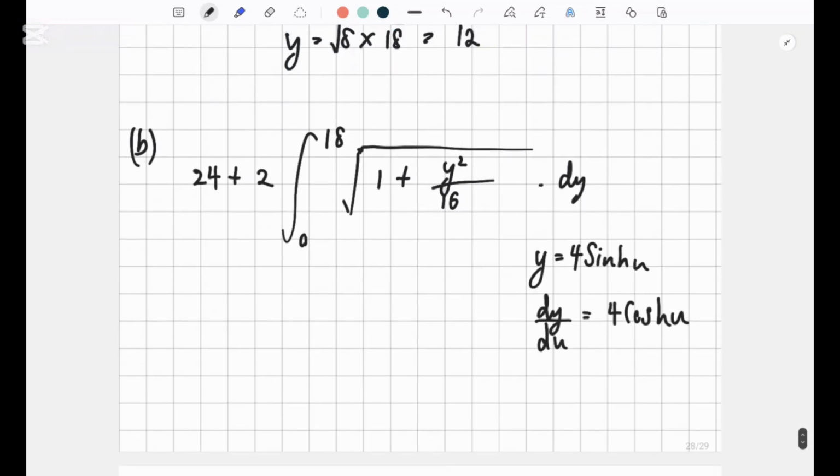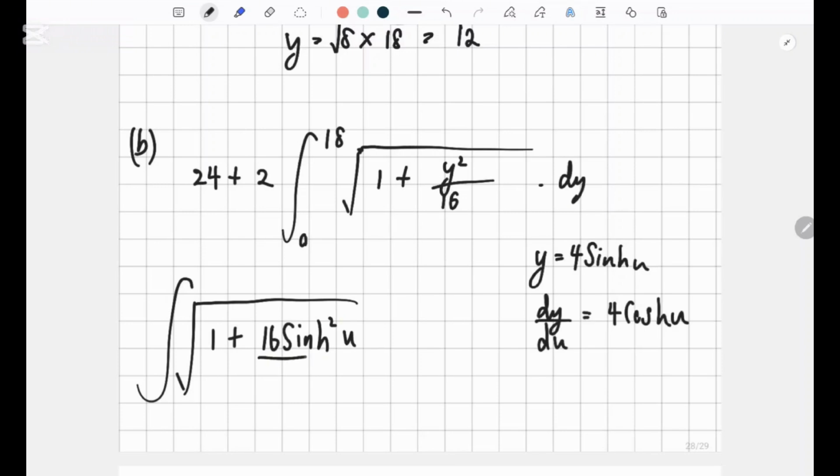So ignore the 24 and 2 for now, and ignore the interval. All we have to focus on is the root we have inside. So 1 plus 4 sinh u, that's 16 sinh squared u, over 16, dy. You just leave it as dy for now. So dy equals 4 cosh u du.